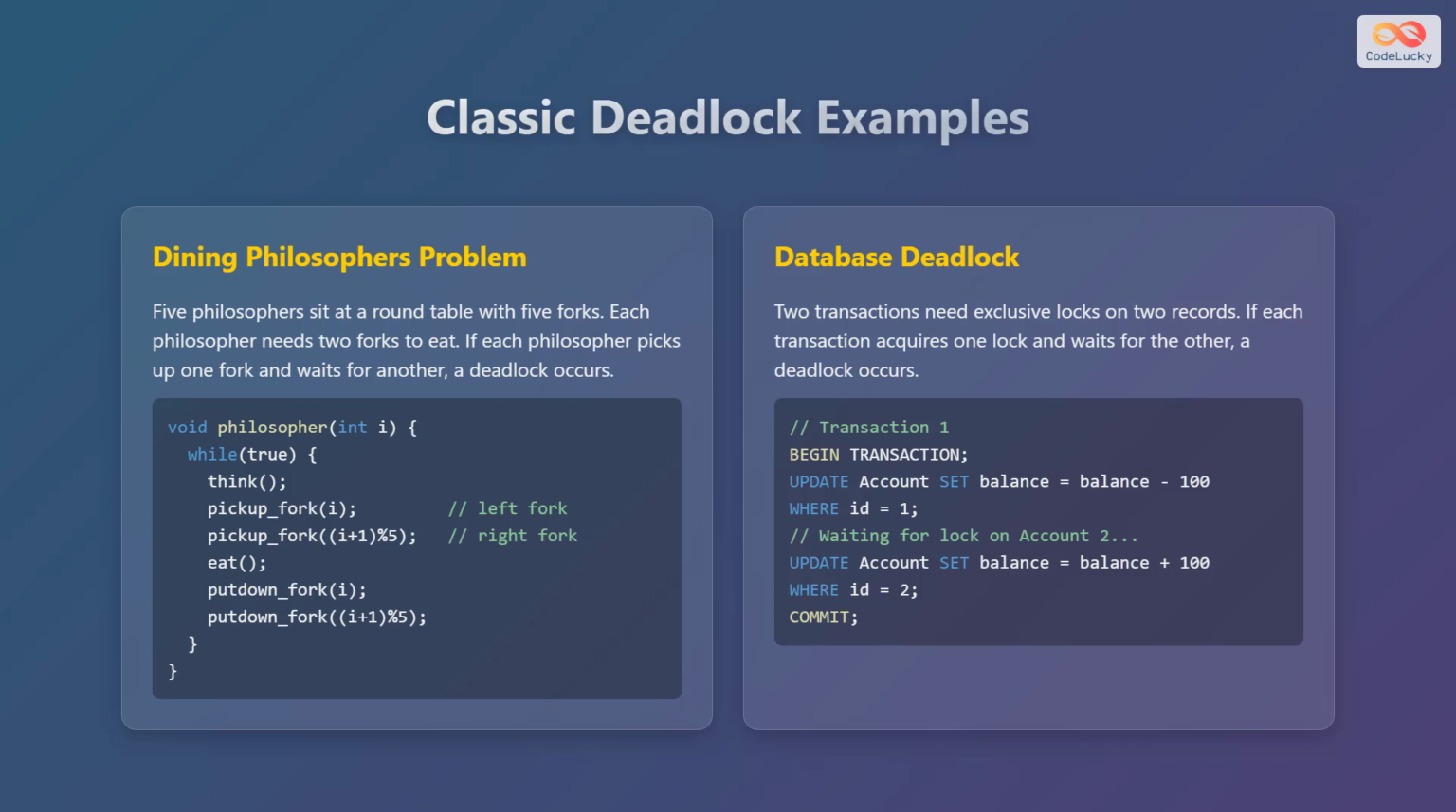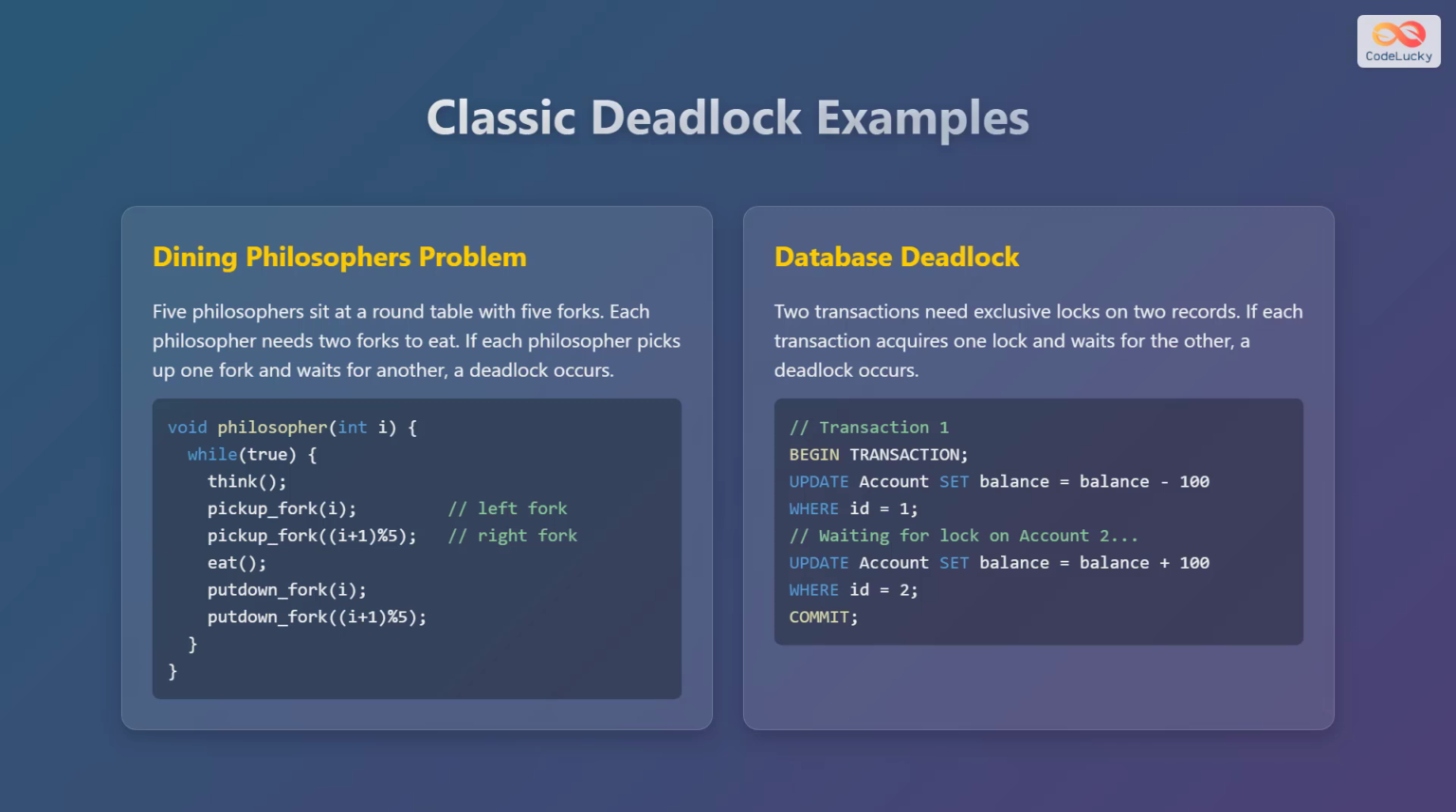Let's explore some classic deadlock examples. First is the Dining Philosophers Problem. 5 philosophers sit at a round table with 5 forks. Each philosopher needs 2 forks to eat. If each philosopher picks up one fork and waits for another, a deadlock occurs. The code snippet displays the algorithm to avoid the deadlock.